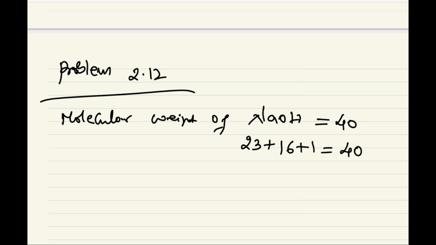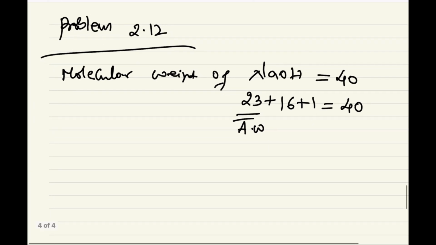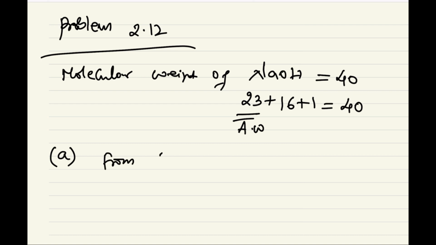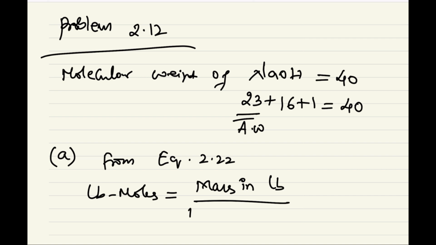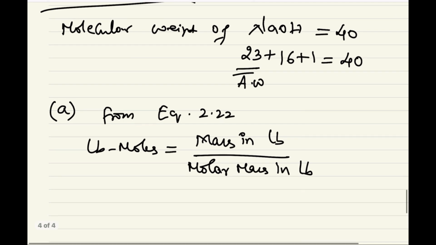These are the atomic weights. If you know the atomic weights, you can easily calculate the molecular weight. Let us move to sub question A. If you go to the textbook and check equation 2.22, the definition of lb moles is mass in lb divided by molar mass in lb. The same thing holds good for gram or kg: gram moles is mass in grams divided by molar mass in grams, and kg moles is mass in kg divided by molar mass in kg.